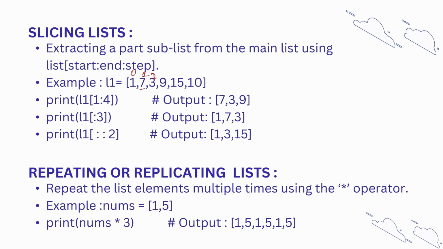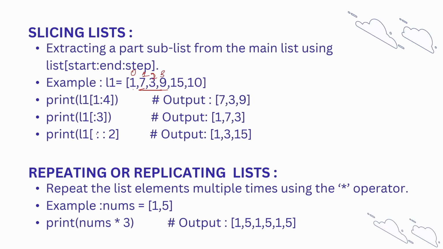So it will start from here because this is the first element. It says start from the first element and go up to 4, like first, second, third. Since the fourth index is not inclusive, we will extract 7, 3, 9. Here it says start from 0 and go up to 3. So this is the 0th element, so it will go 0, 1, 2, because the third index is not inclusive, so we will say 1, 7, 3 are extracted.